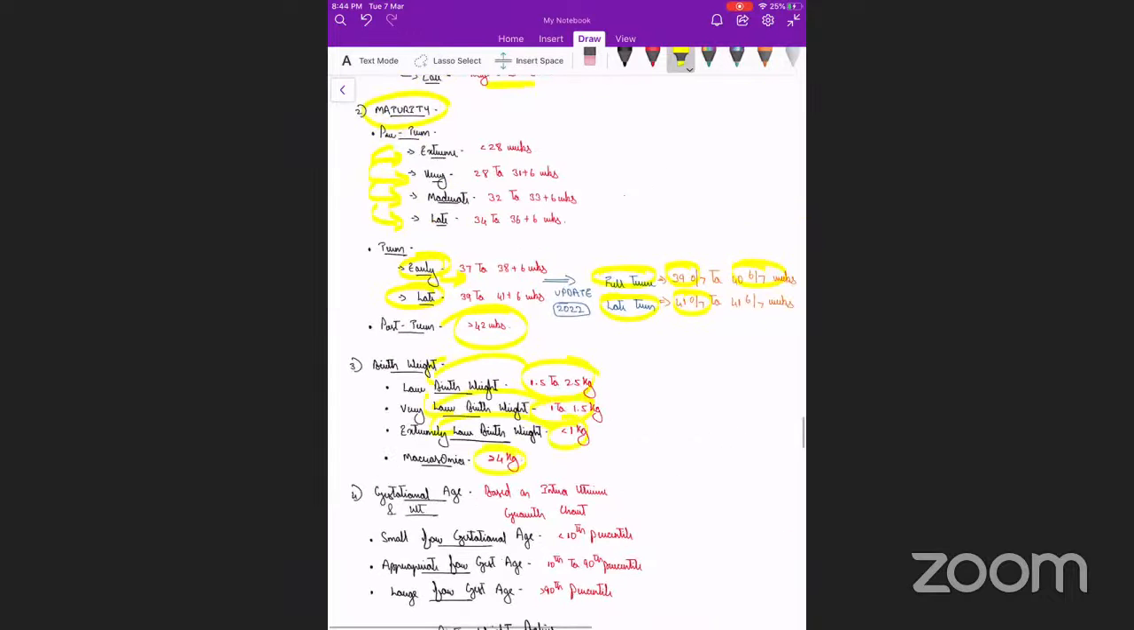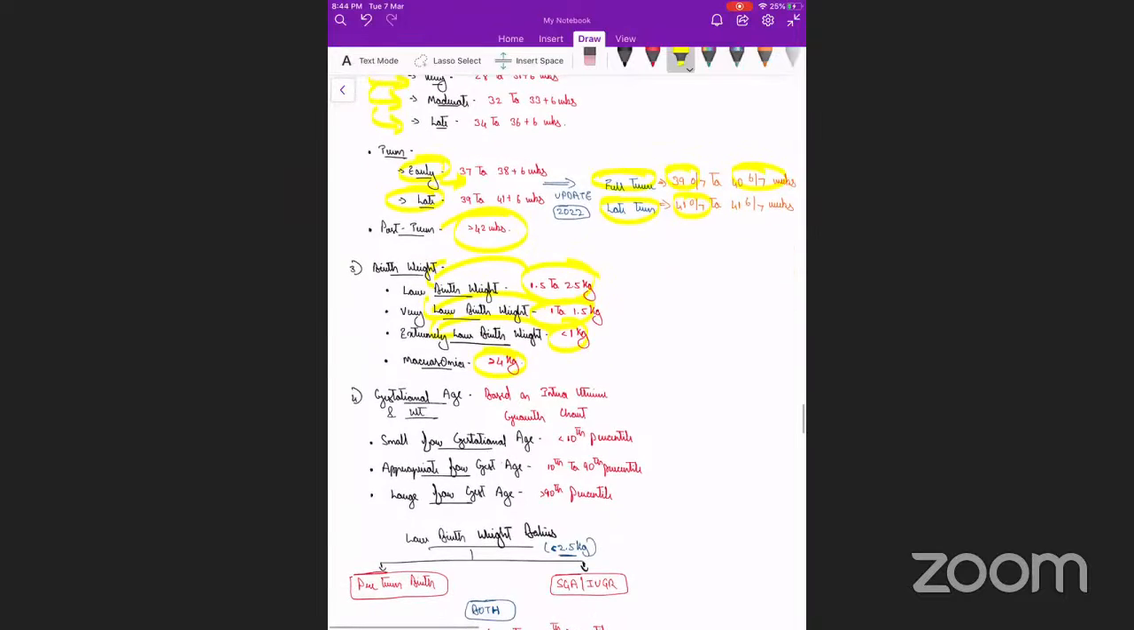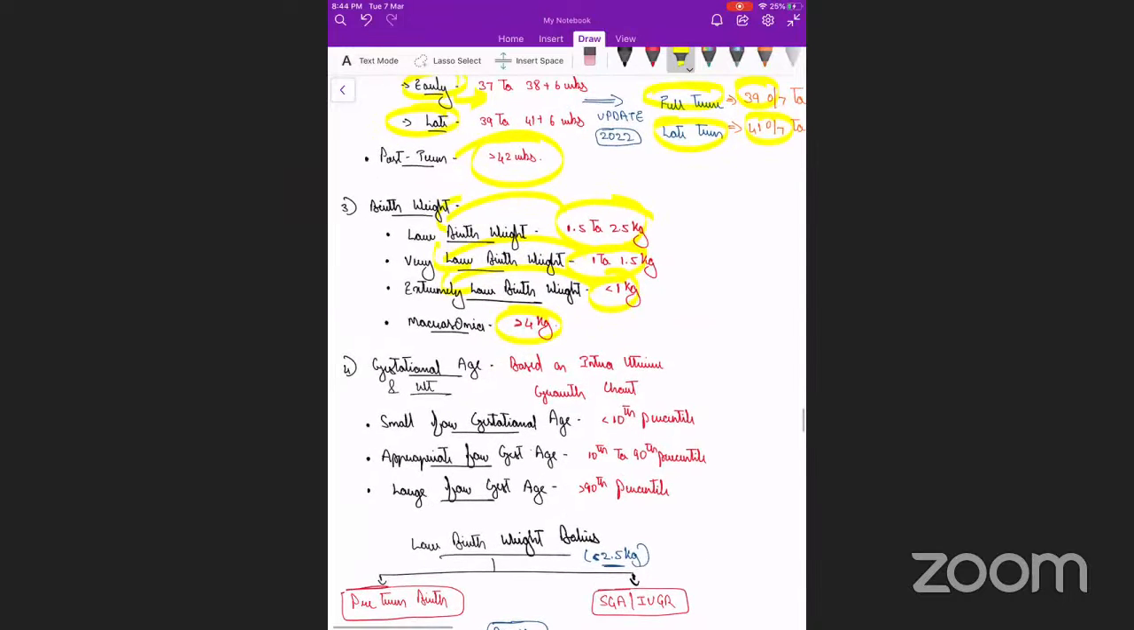So now we have divided the newborns as per maturity. Second, we divided newborns based on the birth weight. And third, we'll divide the newborns as per the gestational age and weight. For this, it is based on the intrauterine growth charts. Again, the picture of these intrauterine growth charts, like Fenton's chart, and how we plot is already described in the newborn sessions that have been taken previously.